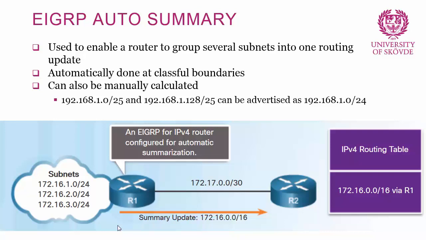So if we look at a picture here, we can see that router 1 is responsible for the subnets 172.16.1, 2, and 3. Those are all /24 networks, but with auto summary, router 1 would advertise this as one network. So instead of saying, hey, I have those three networks, it's going to say, hey, I have network 172.16.0.0/16. You can also do this manually if you like. If you turn off auto summary, you can still calculate it manually. So for instance, if you're a router that's responsible for the networks 192.168.1.0 and 192.168.1.128 with a /25 mask, you can advertise this as one network, 192.168.1.0/24.